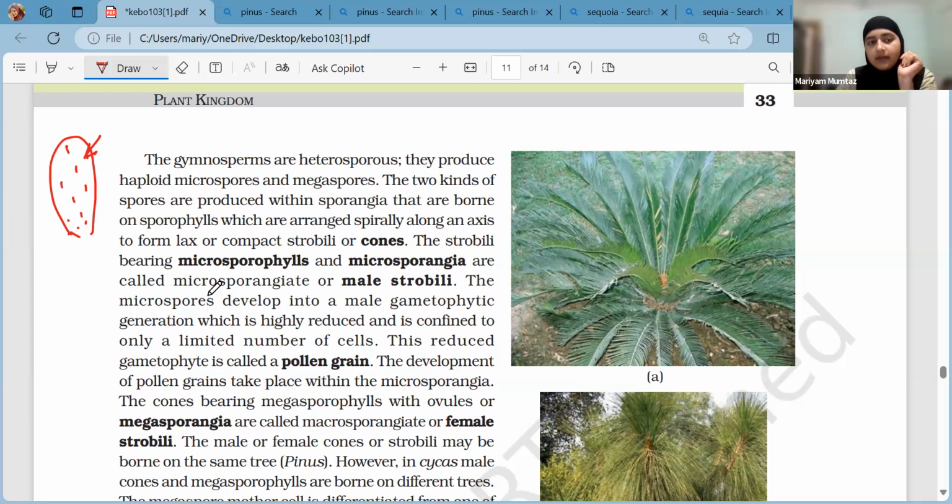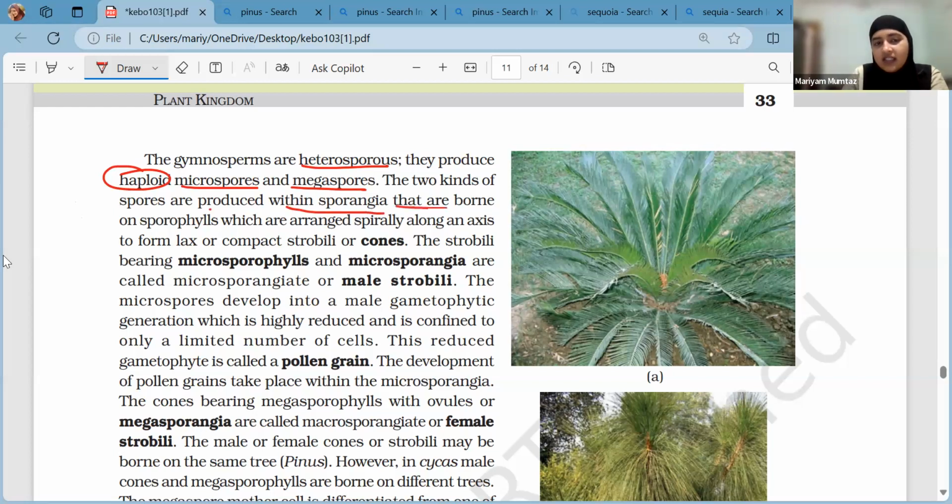Okay? Now, the gymnosperms are heterosporous, meaning they produce two kinds of spores, that is, microspores and megaspores. Again, the spores will be haploid. Now, the two kinds of spores are produced within the sporangia that are borne on the sporophylls, which are arranged spirally along an axis to form lax or compact strobili or cones. Same way, the compact structures, the strobili, here are also known as cones.